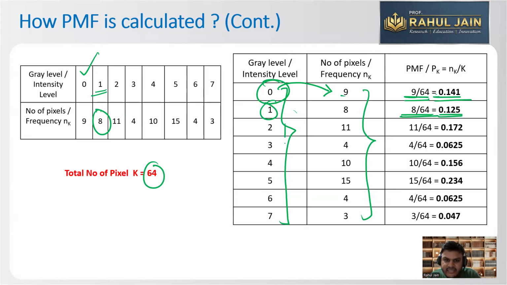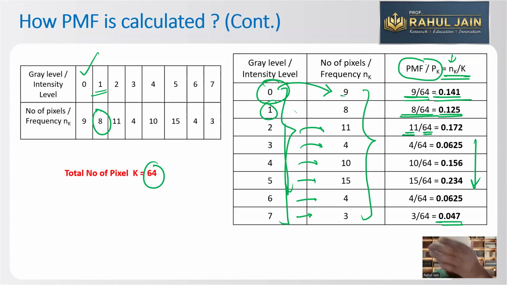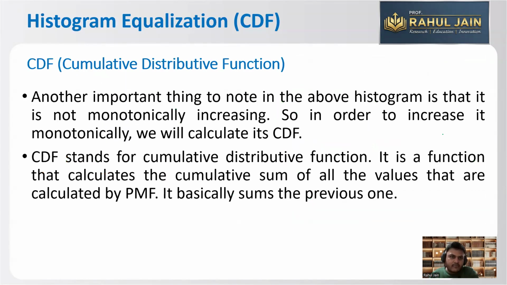And similarly, for each intensity level, we have the frequency associated with it in front of it. So just divide the frequency of this intensity level by the total number of pixels. That is what we are talking about. Probability mass function, or p_k, is nothing but n_k divided by K, where K is the total number of pixels here, and n_k is the count of that particular intensity level, right? So we get the probability mass function of each intensity level like this. Here also, if you sum all these, you will get 1. So that is what PMF is all about, right?